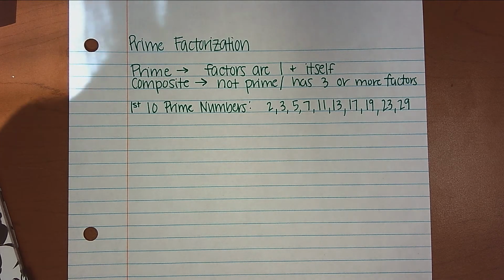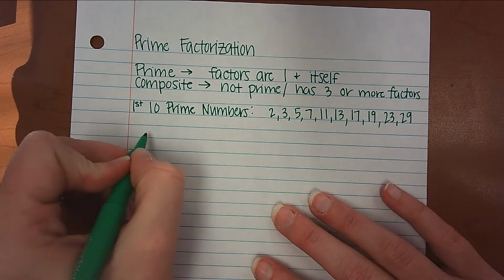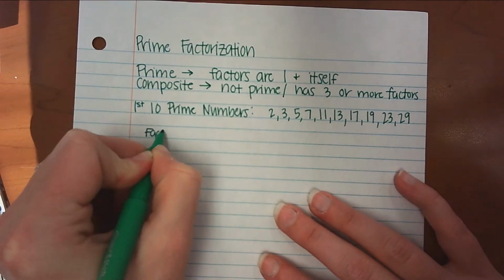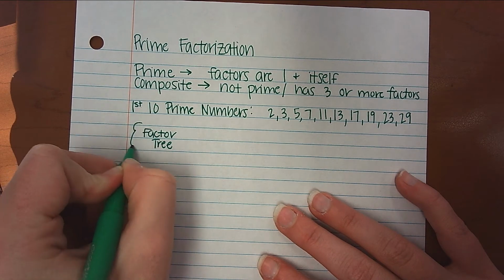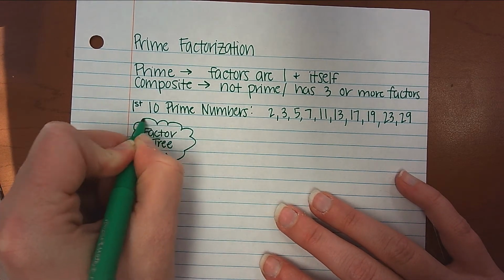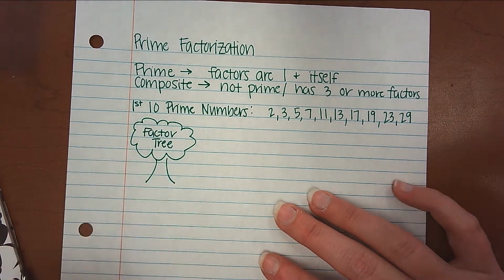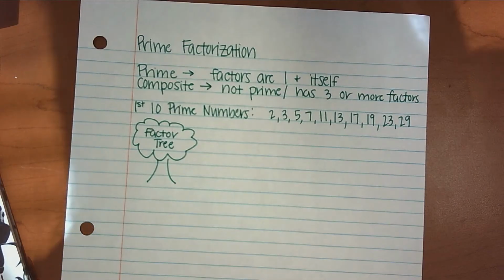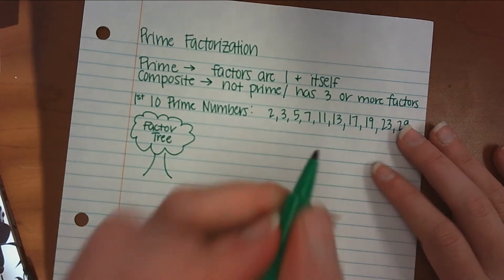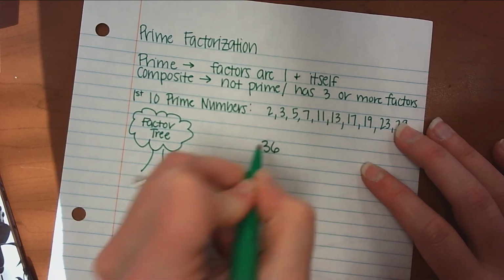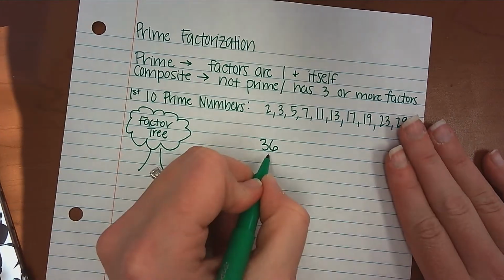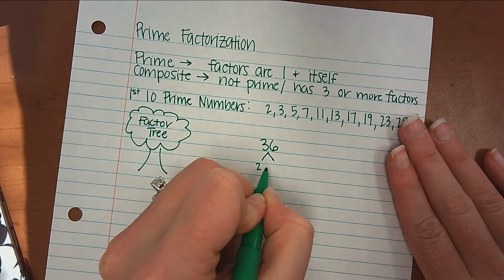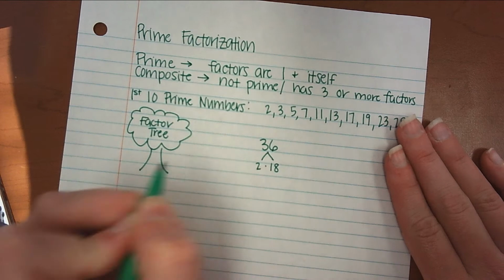Today we're going to be working on factor trees, and so I'm just going to put a little picture here for factor trees. And we're going to start with factoring the number 36. The number 36 has factors of 2 times 18.